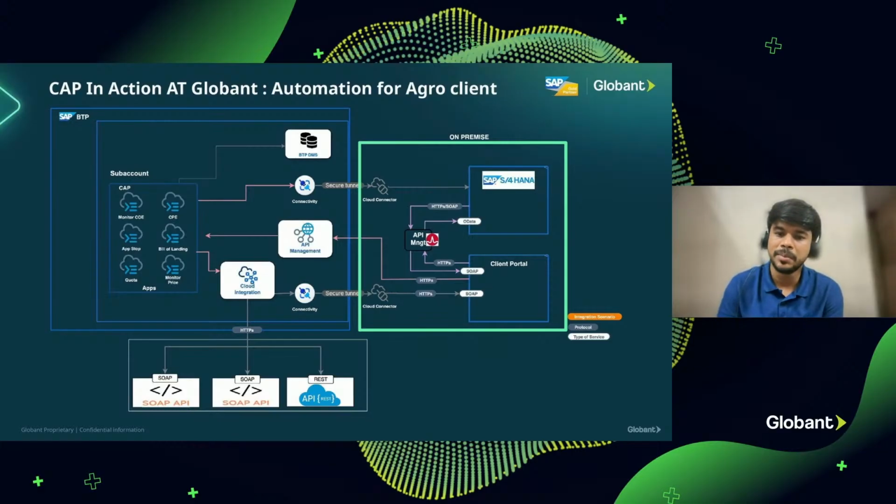Also, we are using API management here. API management acts as a bridge between on-premise and BTP. It connects both layers, offering a secure tunnel.